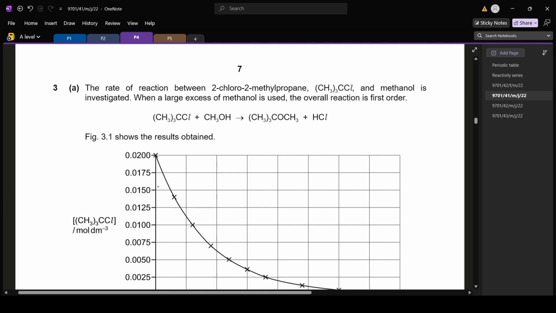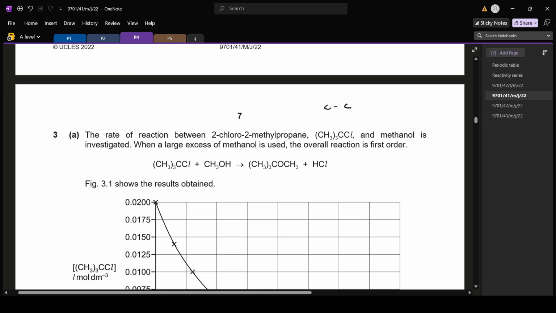Question number 3. The rate of reaction between 2-chloro-2-methyl propane. If I draw this structure, this is 2-chloro-2-methyl propane, with CH3, CH3. This is the structure of 2-chloro-2-methyl propane, and methanol is investigated.